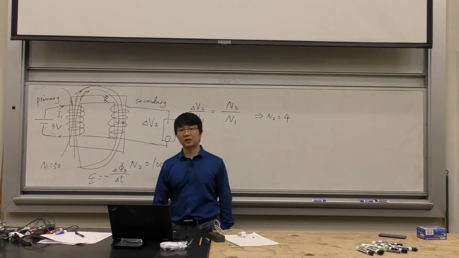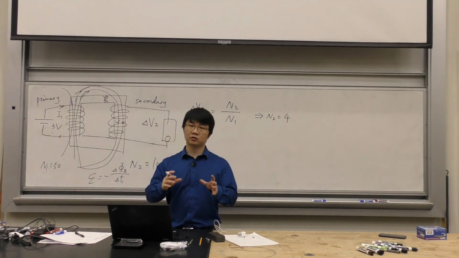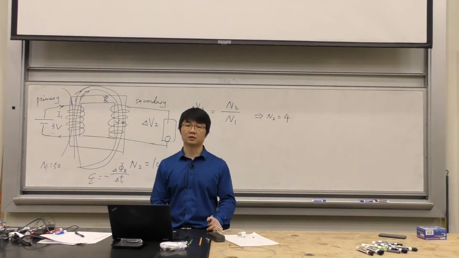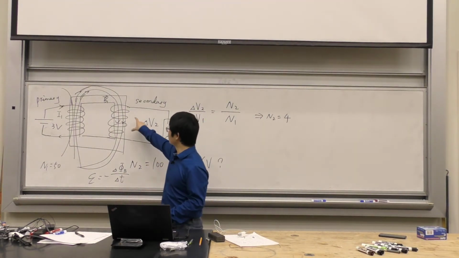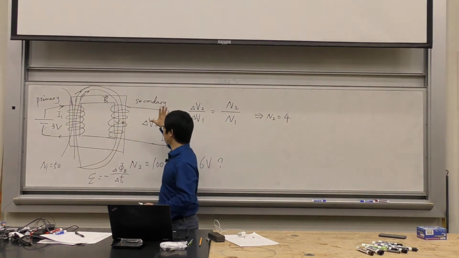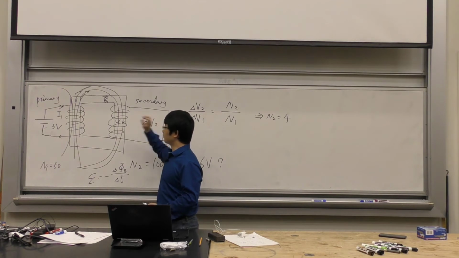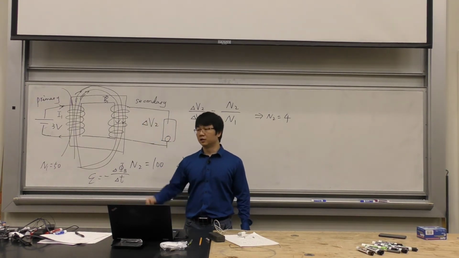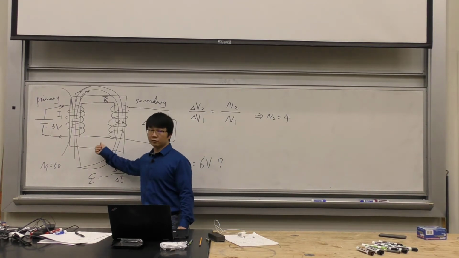There will still be flux through the secondary, but the flux is not changing. So it's pretty much like the experiment we did. I have a solenoid, I just place a magnet inside the solenoid and I'm not doing anything. You're not going to get any current from this solenoid. You're not going to get any induced EMF, voltage, or current on this side because the flux is not changing. So that's the reason we use AC in real life. If you use AC, you can convert the voltage very easily using a transformer.